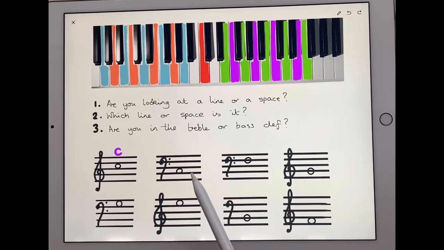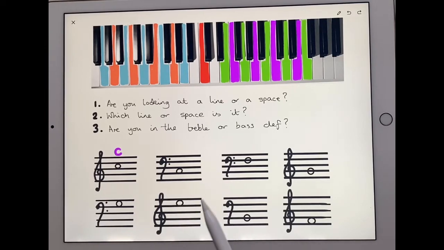Okay, I'm going to do 3 more in this video, and then I'm going to do the next 4 in the following video. So here we are. Step 1, line or a space? It's a space. Step 2, which line or space? It is the 2nd space up. Space 1, space 2. Number 3, are you in the treble or the bass clef?